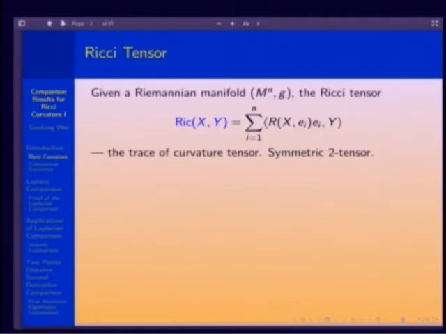So what is Ricci curvature? Carsten already talked about the sectional curvature. Ricci curvature, we can think of it more precisely as the Ricci tensor. It's just the trace of the full curvature tensor. The nice thing about this is it's a symmetric 2 tensor, just like the metric. The Riemannian metric is a symmetric 2 tensor in this case.